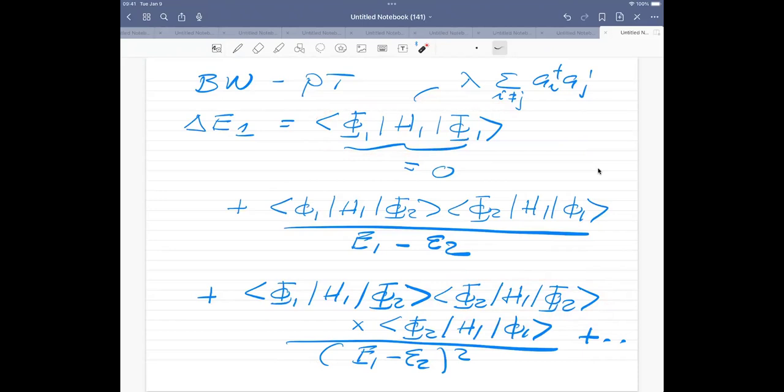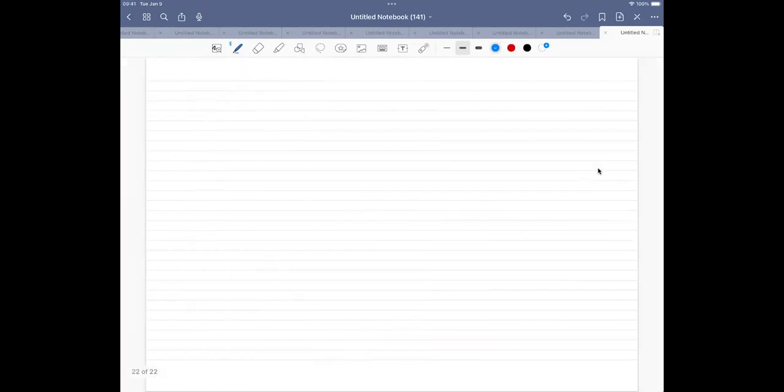So the only term which survives is actually this one. And these matrix elements are given by lambda. So I get lambda squared divided by that one. So if I then plug it in, then I will find that this correlation energy for the lowest lying state is simply given by lambda squared over E1 minus epsilon 2.